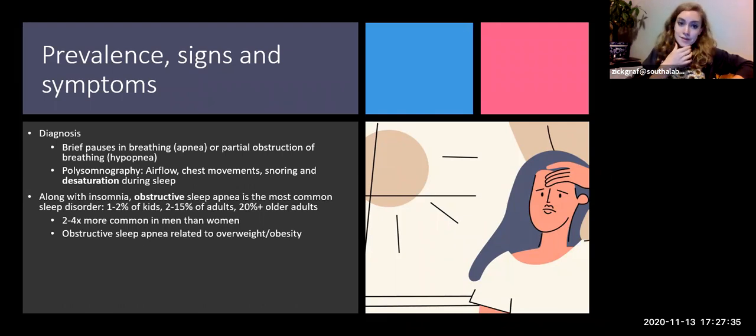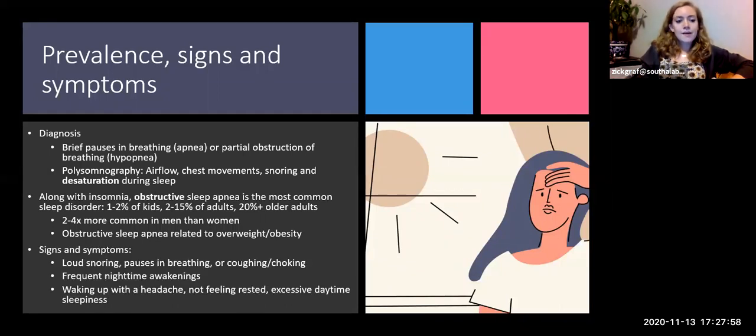So along with insomnia, which is really common, obstructive sleep apnea is also really common. About 1 to 2% of kids have it. As many as 12% of young adults through middle-aged adults have it. And more than 20% of older adults have it. It's much more common in men than in women, and it's pretty strongly related to obesity and overweight.